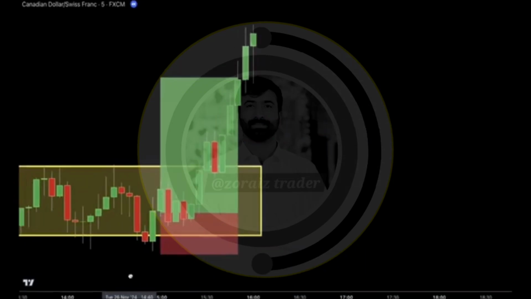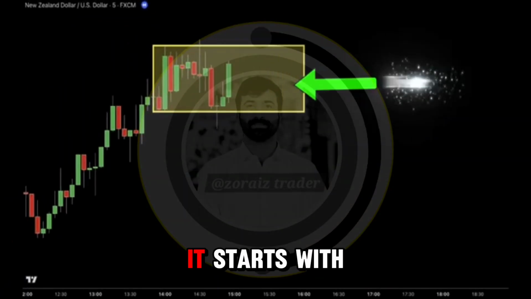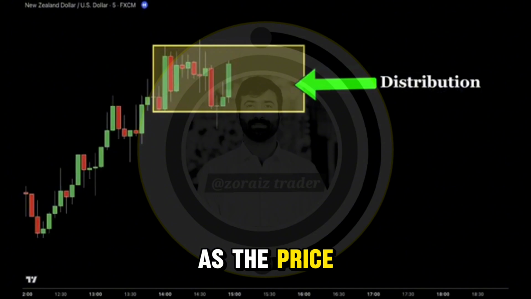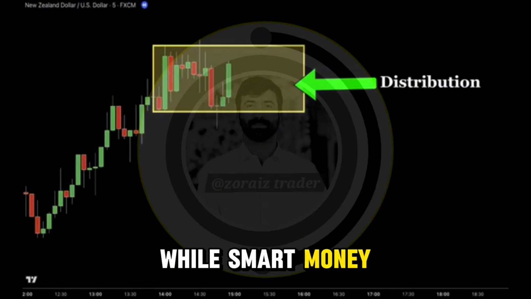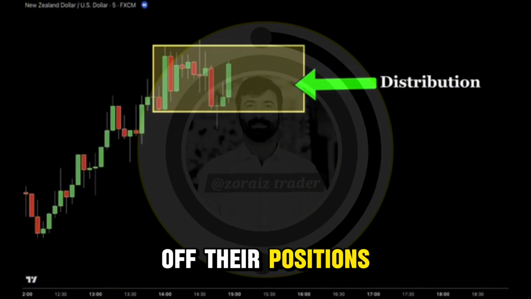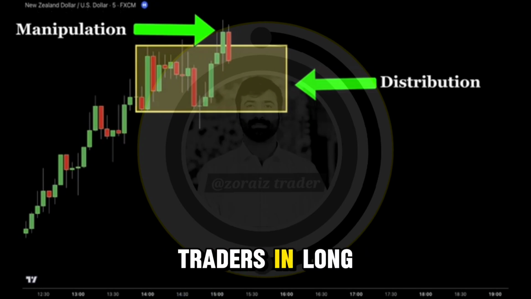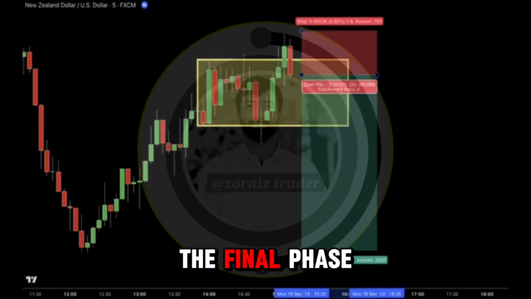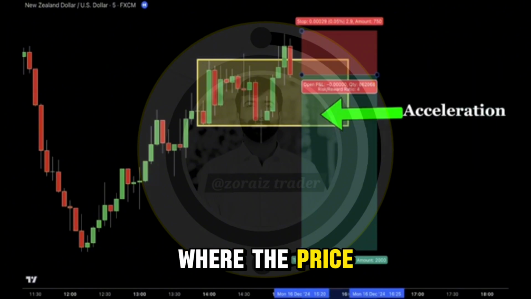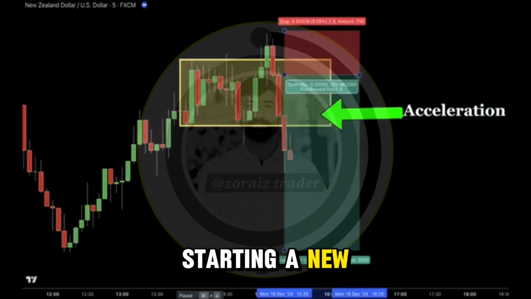significant retracement. In an uptrend, it starts with distribution, as the price consolidates in a range while smart money quietly sells off their positions. Next is manipulation, with a false breakout above the range that traps retail traders in long positions. The final phase is acceleration, where the price reverses sharply downward, starting a new trend or a major pullback.